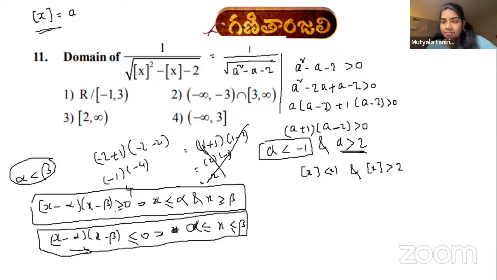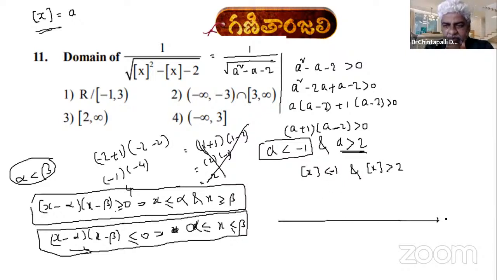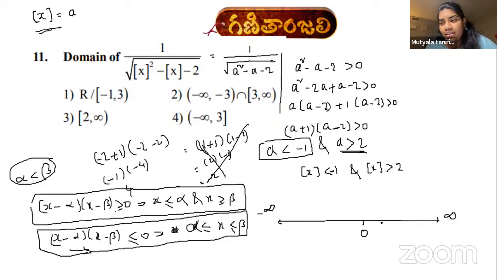Now, can you tell examples of values for x? 1, 0, 1. See, first step x less than -1. -2, -3, -2 to negative infinity.